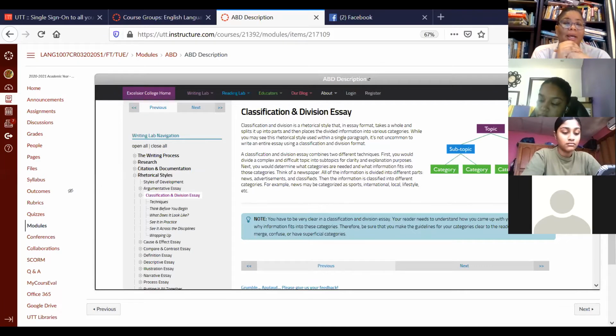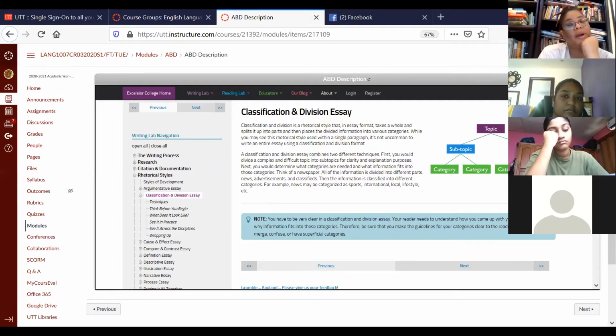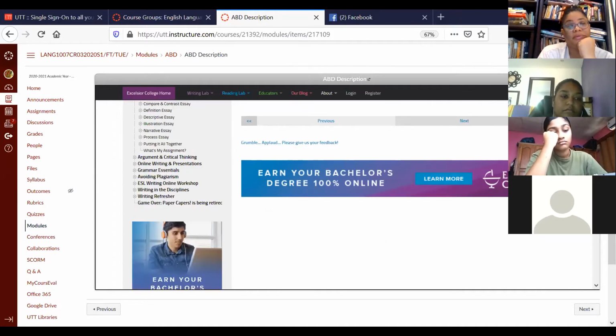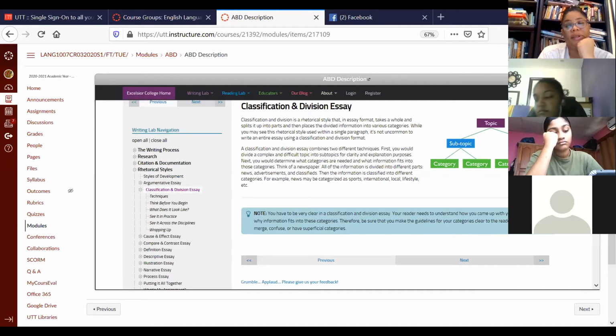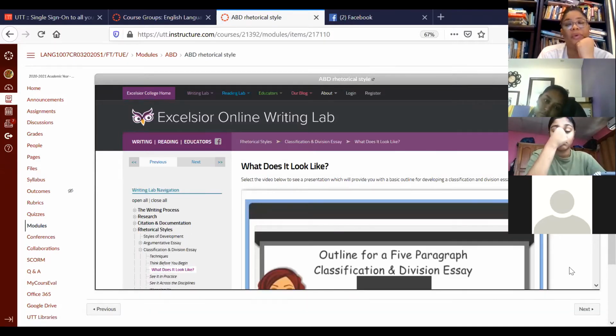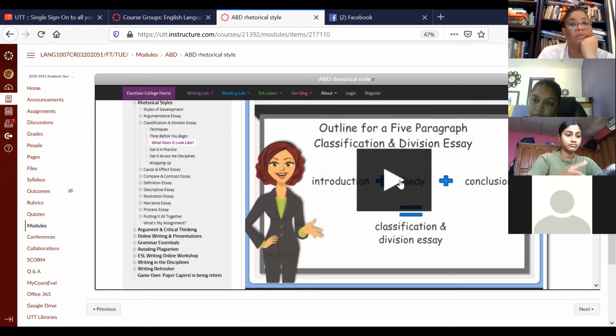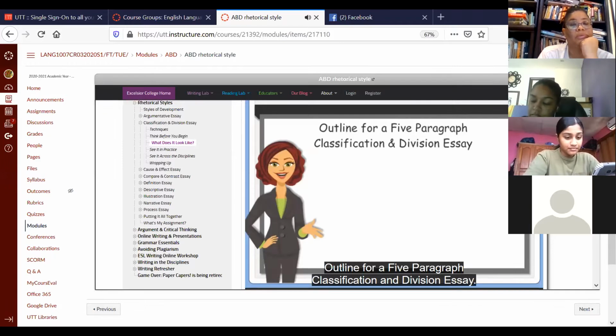We start with the whole unit. After we figure out what the controlling principle is, we come up with our divisions, what they call here the subtopics, and then we can break that down even further in each paragraph. Right. Now, if you click through that, it will also give you examples. Outline for a 5-paragraph classification and division essay.